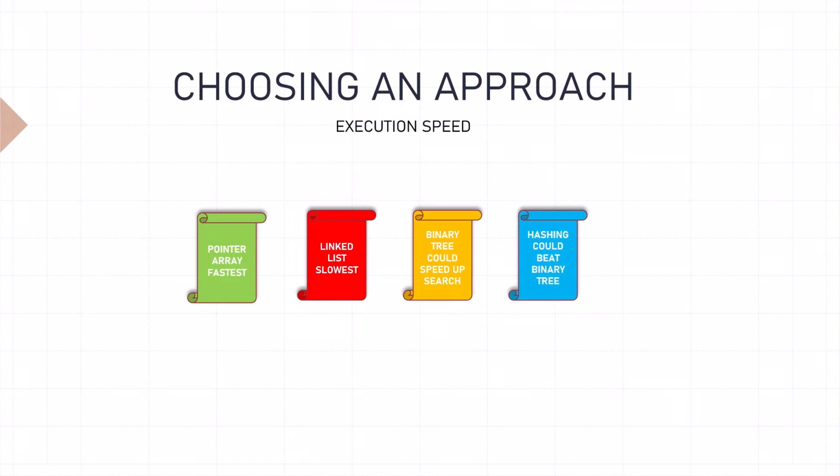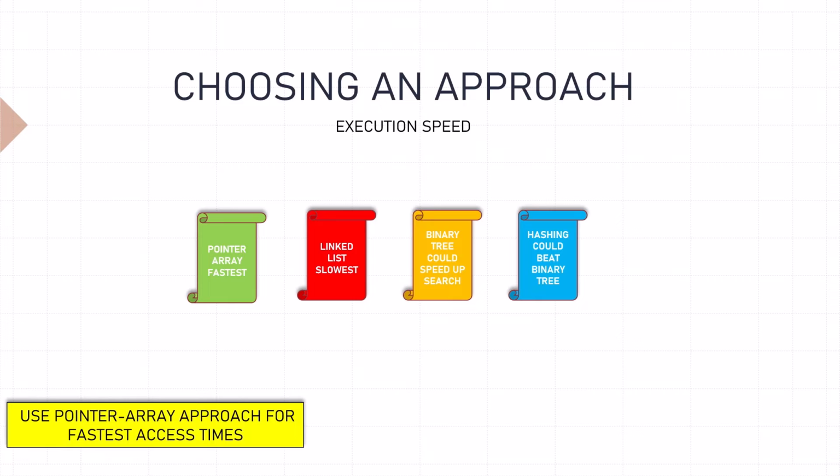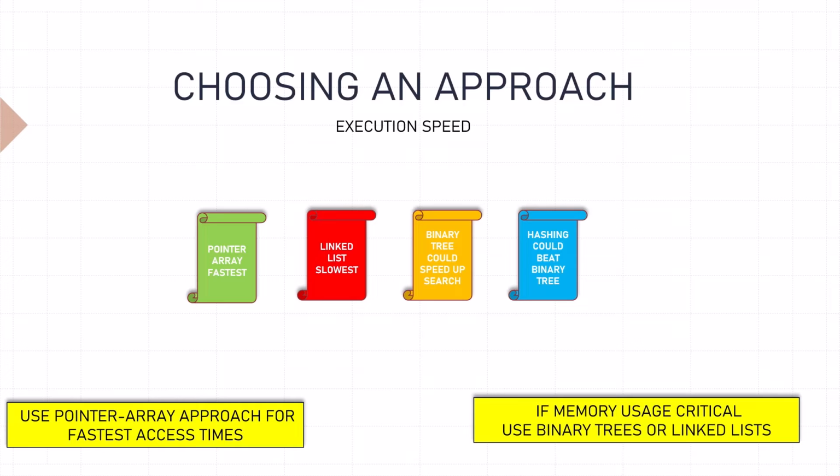The hashing approach could beat the binary tree approach if we had a good hashing algorithm, but again could never be as fast as the pointer array approach. So the rule of thumb is use the pointer array approach for fastest access times or fastest execution speed. But if memory usage is critical, then use binary trees or linked lists.